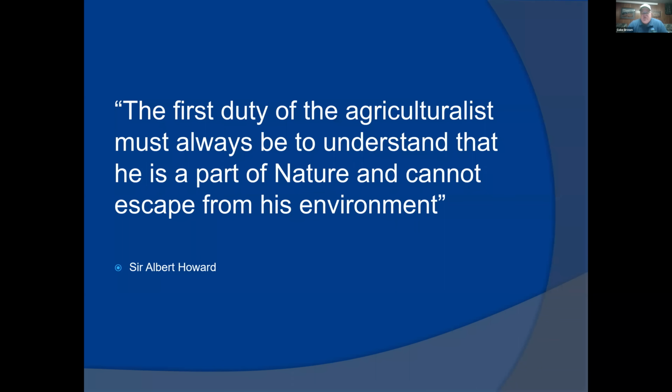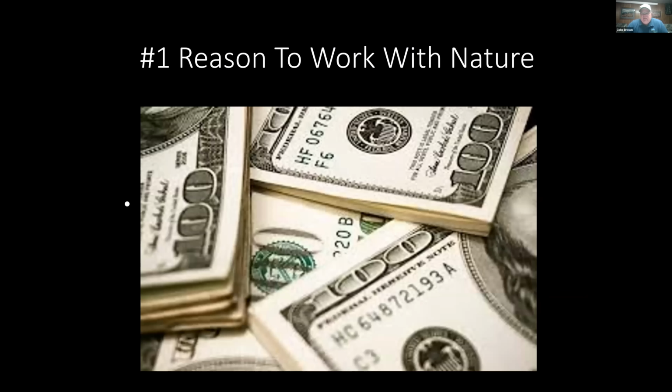We have to remember that the first duty of the agriculturist must always be to understand that he or she is a part of nature and cannot escape from his or her environment. Sir Albert Howard said that, and I think it's really fitting. So often in production agriculture today, we're trying to outproduce our environment. We're trying to impose our will on our environment. We need to work with nature, not against her. This to me is the number one reason to work with nature.